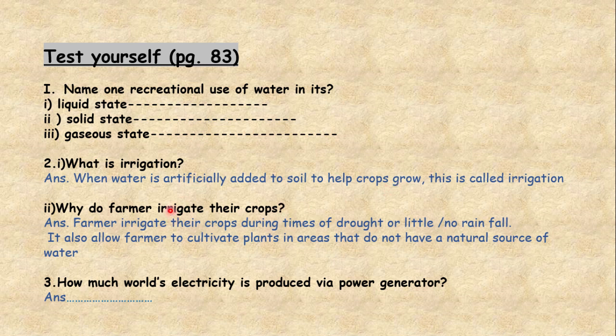And the second part of this question: why do farmers irrigate their crops? Because when there is little rainfall or a situation of drought, then water is supplied to the crops artificially. And also to those areas where the natural source of water is not fulfilling the condition for the plants' growth. Question number 3: How much of the world's electricity is produced via power generators? You have to write it down from your lecture.